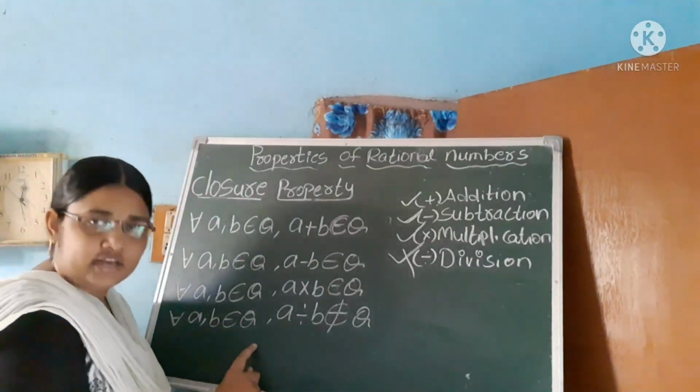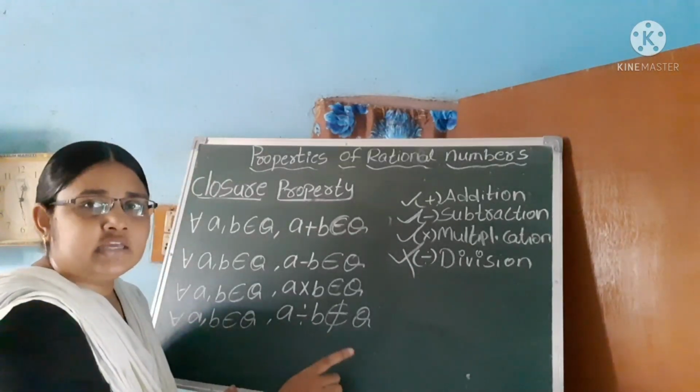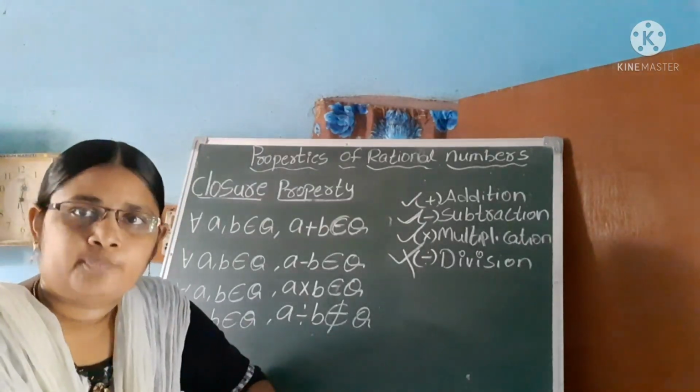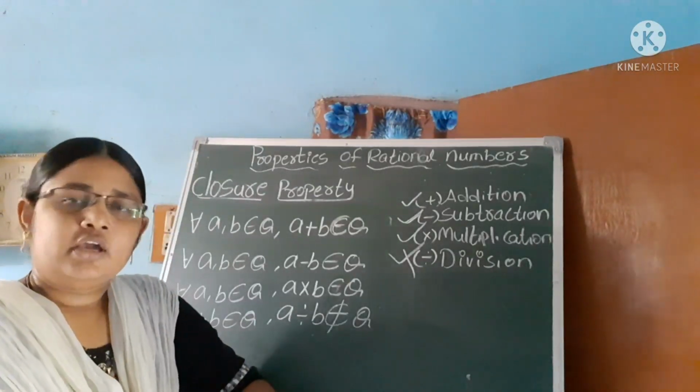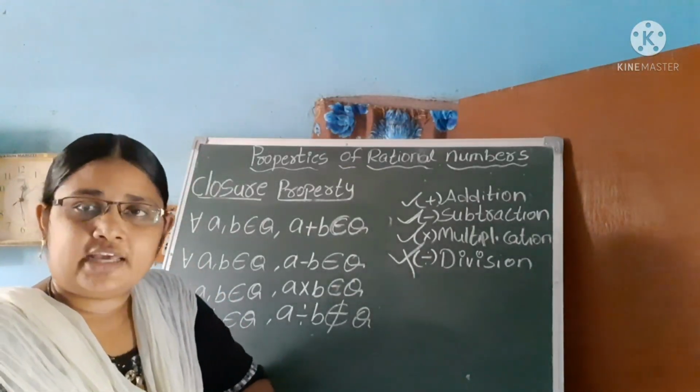When a, b are rational numbers, a divided by b is not a rational number at the time of 0. If we exclude that 0, it is a rational number. Is it clear? So shall I move to the next property?